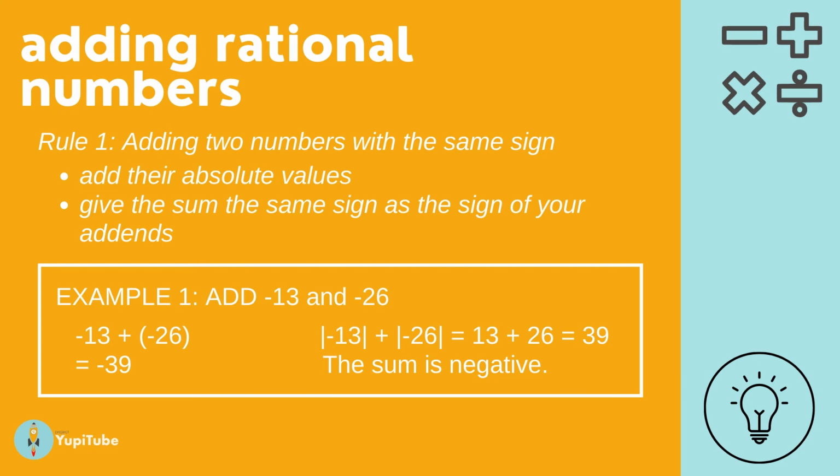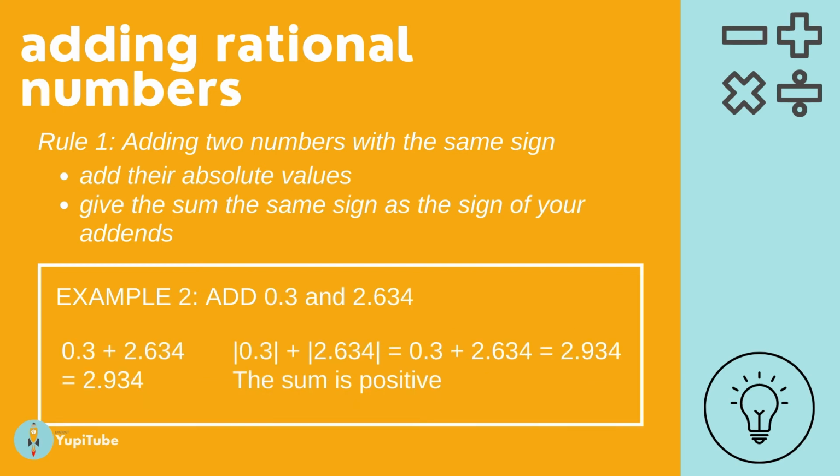Example 2. Add 0.3 plus 2.634. Add the absolute values of 0.3 and 2.634. So that will be 0.3 plus 2.634, which is equal to 2.934. The sign must follow the addends, and that's why our final answer is still in the positive form.